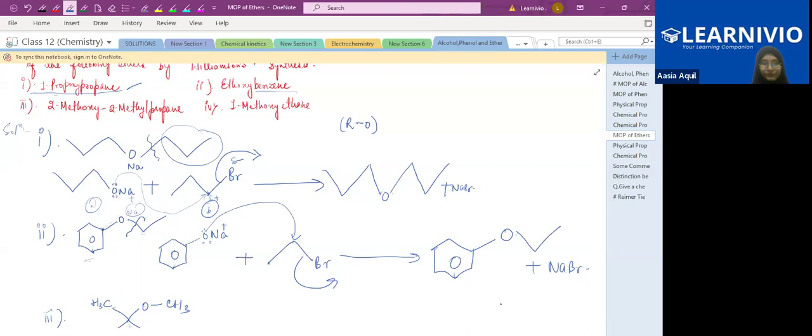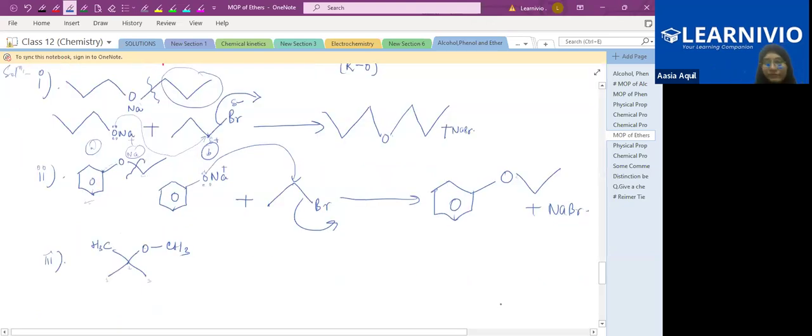Ma'am, the third one. Okay, the third one. Again, it's very easy. Whatever is given, the R group is whatever. You just have to see the oxygen linkage first. You have to see which group is present on the right side and on the left side of this oxygen, the ether linkage. So this is the methyl group, and this is the whole thing. This is your group.